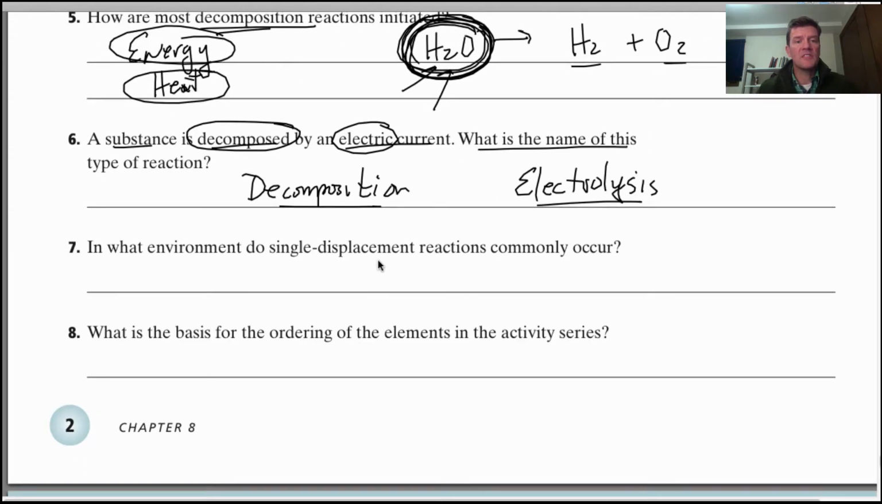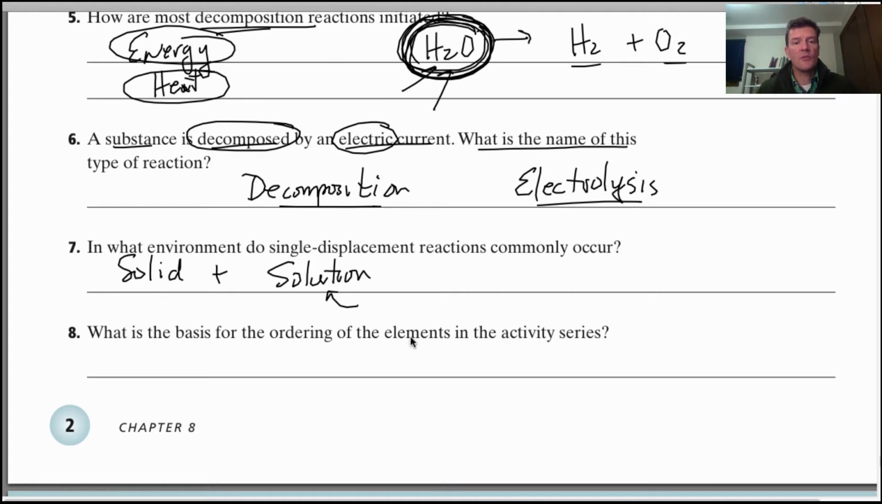In what environment do single displacement reactions commonly occur? Often in a solution. Okay, so you'd have a solid introduced and put into a solution. And in that solution you have some ionic compound that's dissolved. Okay?